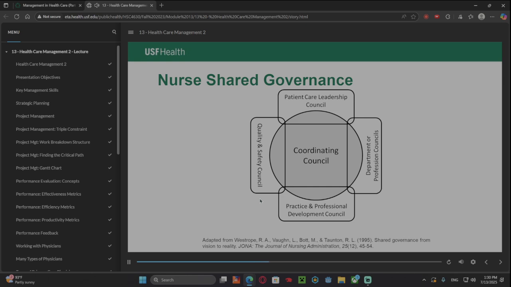Managers enable and empower nurses to make decisions for how they practice, to give them autonomy over their profession, and to improve patient care. Certain committees are formed, such as Quality and Safety Council, Patient Care Leadership Council, department or profession councils, and practice and professional development councils. Each of these committees is coordinated by something called a coordinating council, who then makes solid recommendations to management and coordinates amongst all of the committees.